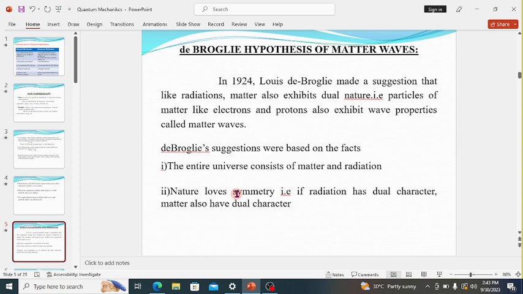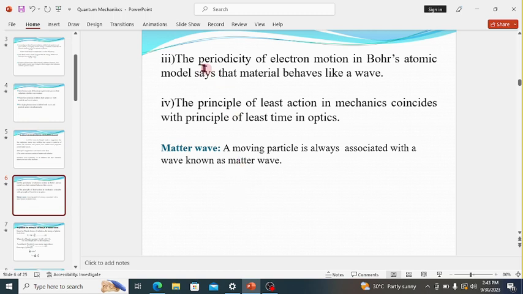Symmetrical means the mirror image should be the same. That means if radiation has dual nature, then matter also should have dual nature. The third one is the periodicity of the electron in Bohr's atomic model. The electron will be moving like a wave. In intermediate you have written mvr equals nh by 2 pi, so that suggests that the electron is moving like a wave.